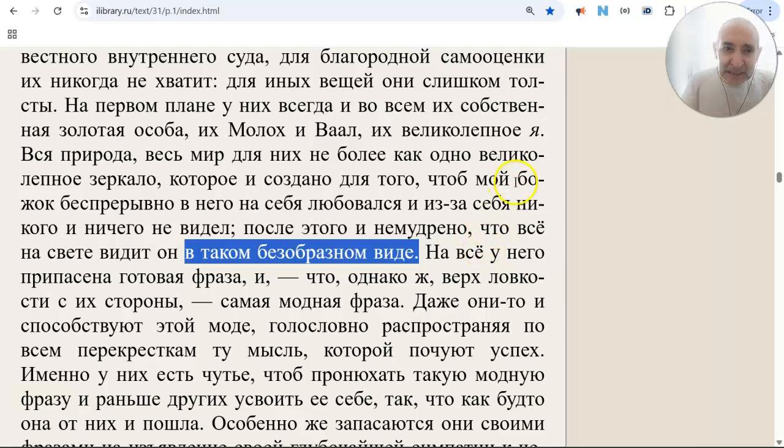So our last sentence, do you remember from the last lesson, he's using different idols' names. So Molech, Baal. So basically he's saying that those people kind of worship themselves. They're fascinated by themselves.